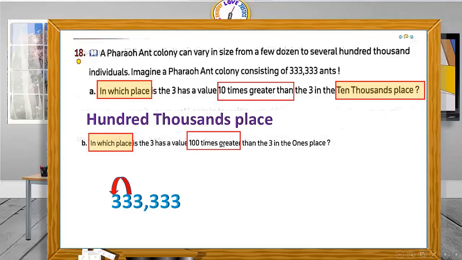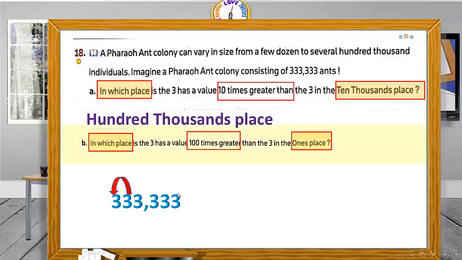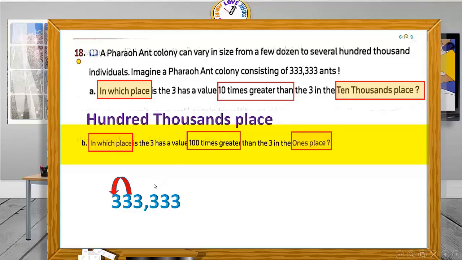100 times greater, meaning you should go to the left side. How many places or how many digits? Two places. Then the 3 is in the ones place. Where is the 3 in the ones place? This is the 3 in the ones place. You should go how many places?